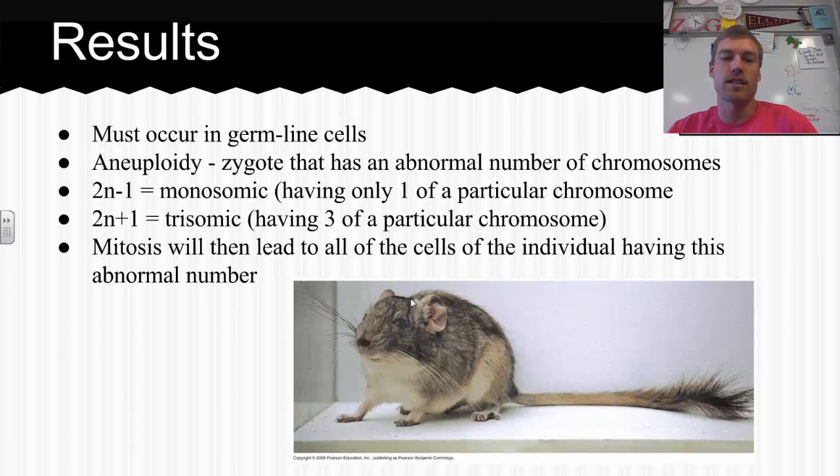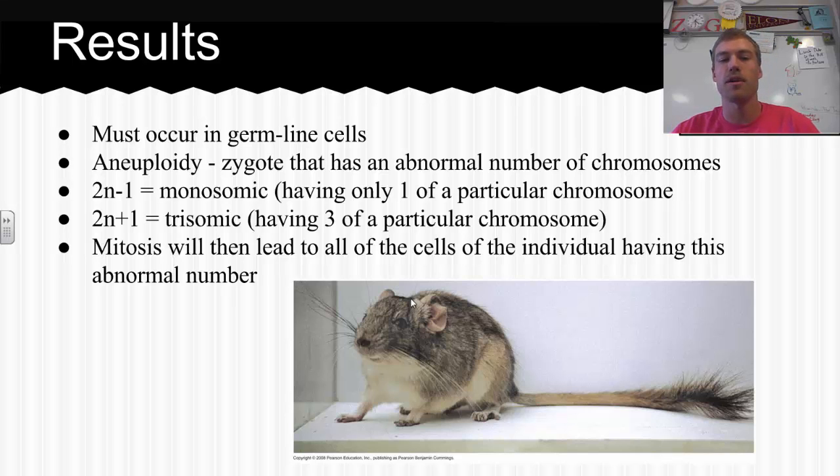So the results, what has happened? Well, it must occur in the germline cells, which we just talked about. That would be those gametes through meiosis. It's called an aneuploidy, which is a zygote that has an abnormal number of chromosomes.